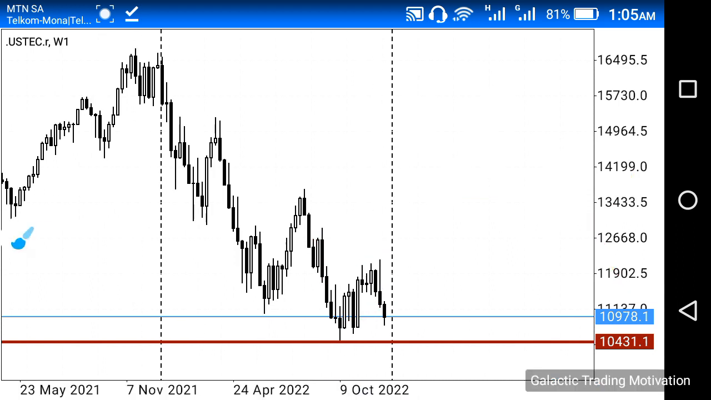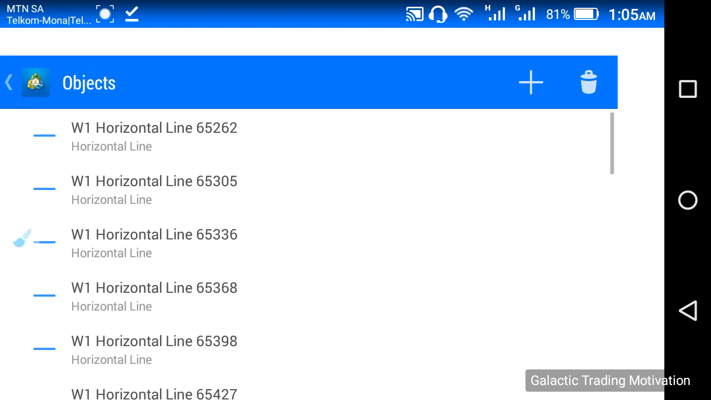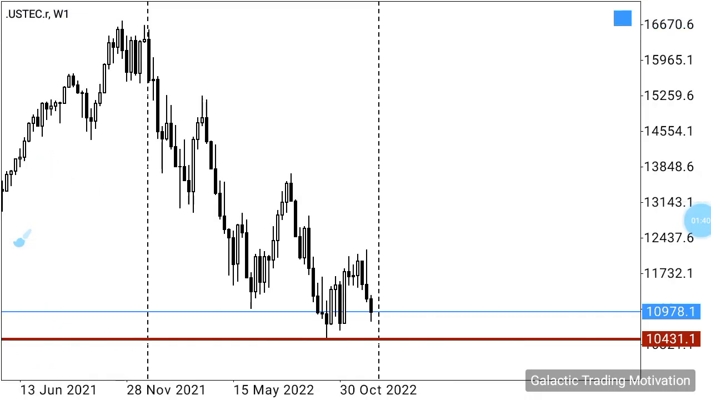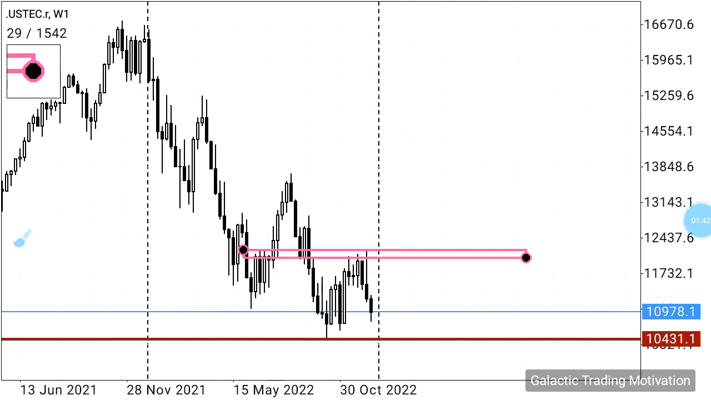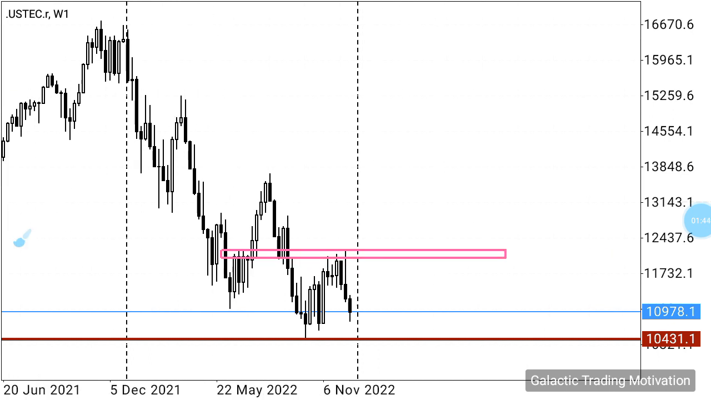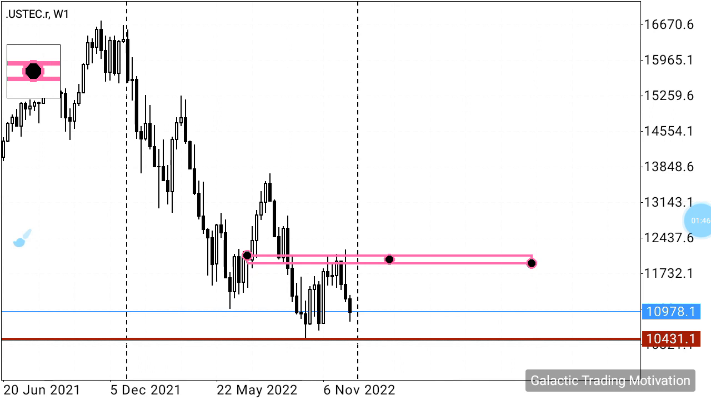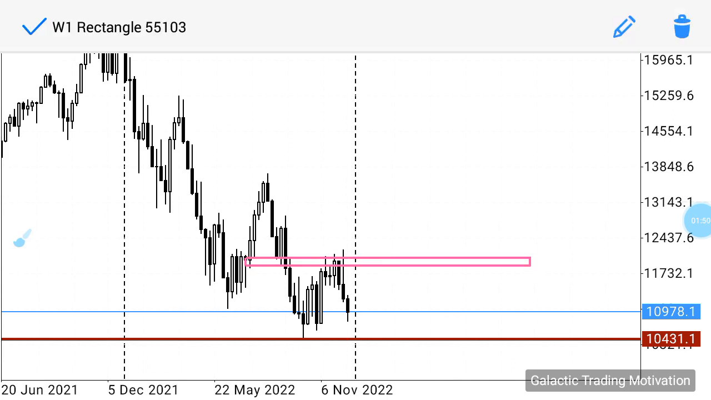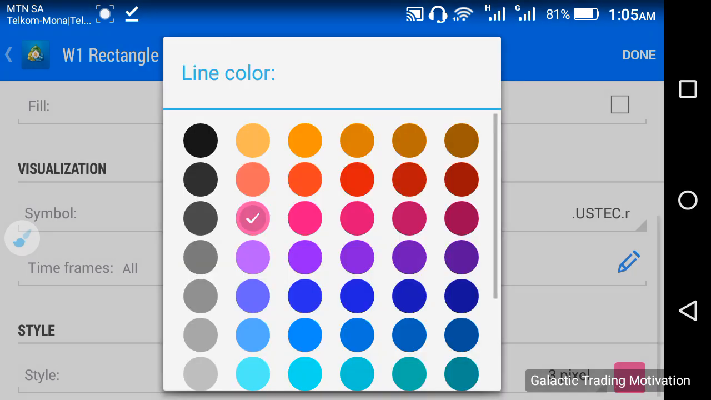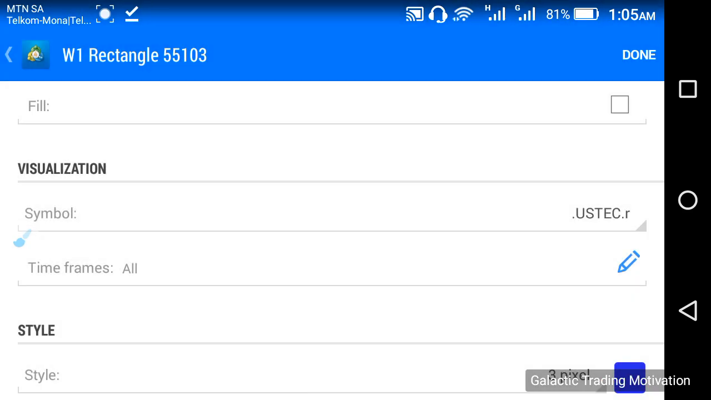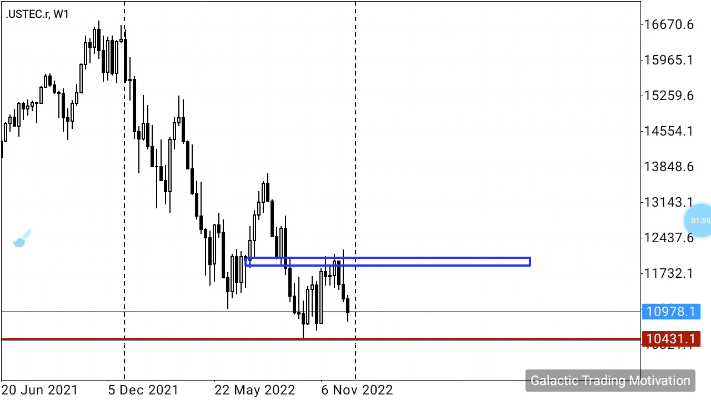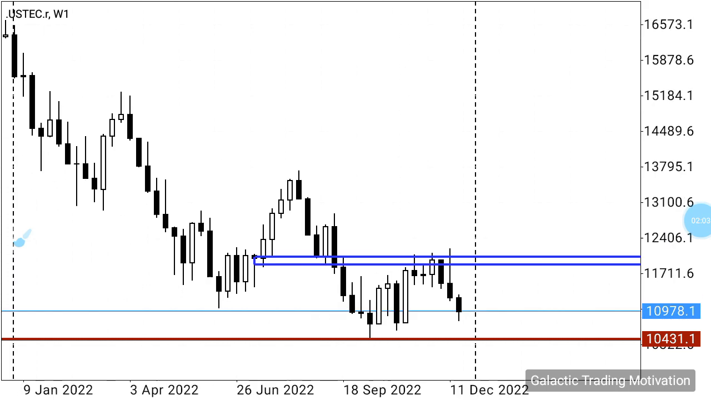So what I'm going to do is add a neckline for that M structure. We could say that more or less this level over here is the neckline of that M structure. I'm just going to make it a different color as well. Let's make it a more visible color, such as a blue. There we go. So what else do we see in regards to this particular chart? Let me just zoom in a bit.